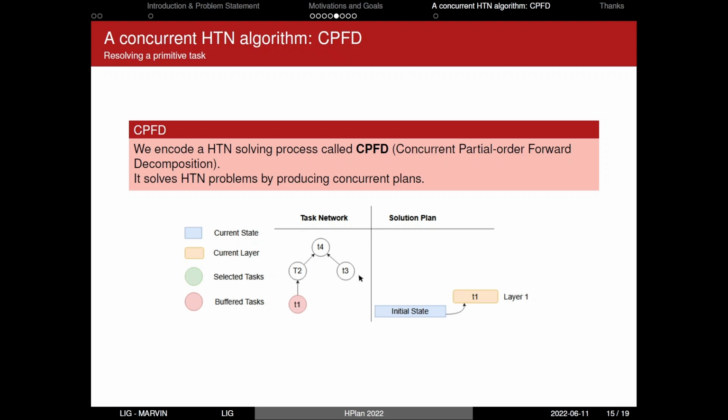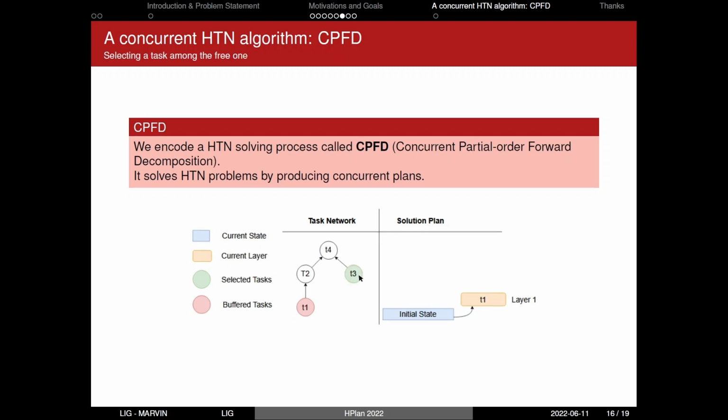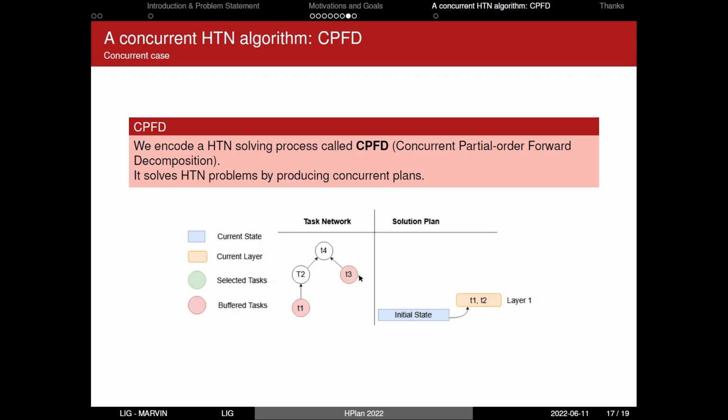At the next iteration now, we select another task that is unconstrained. T1 is still unconstrained, but it cannot be selected again. So T3 is the last task remaining. We select this task, and since it is primitive, we do the same. If it can be added to the first layer, it is added here. And we go to the next iteration.